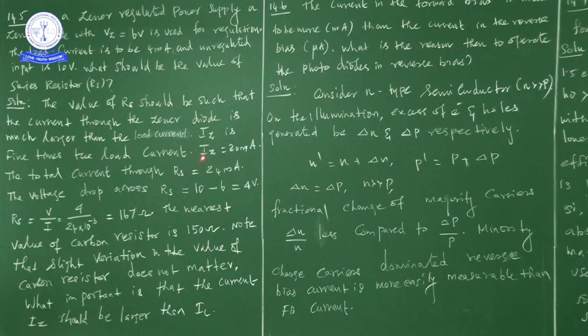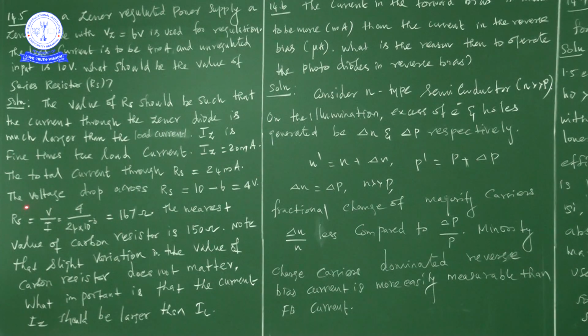Then we can calculate the current through the Zener, which is 20 milliampere. So 20 milliampere plus 4 milliampere, we can calculate the total current through the series resistor. The total current through the series resistor is 24 milliampere.